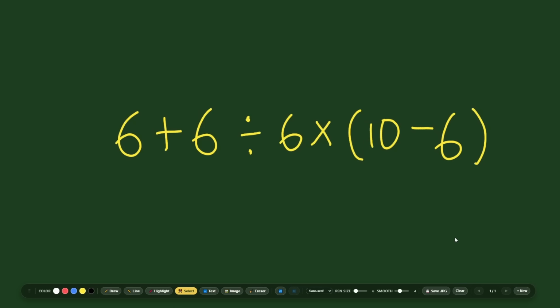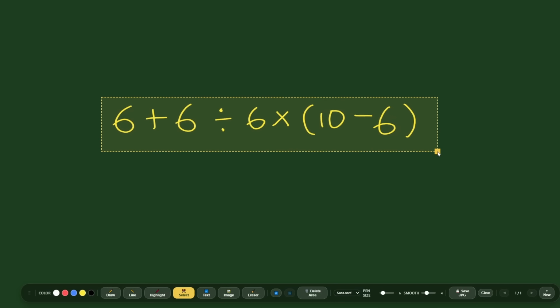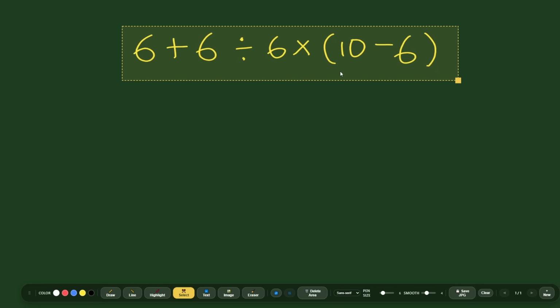Can you solve this problem? 6 + 6 ÷ 6 × (10 − 6). Many people solve this problem this way.